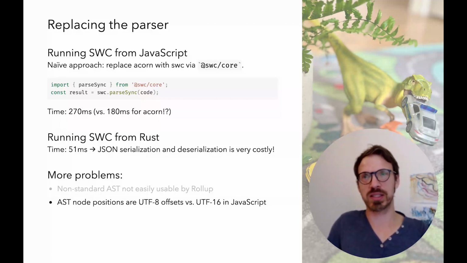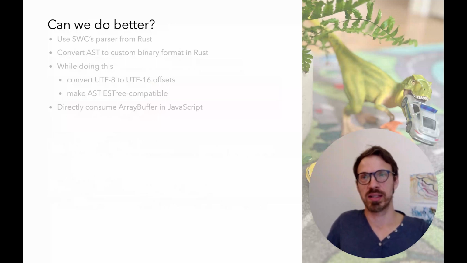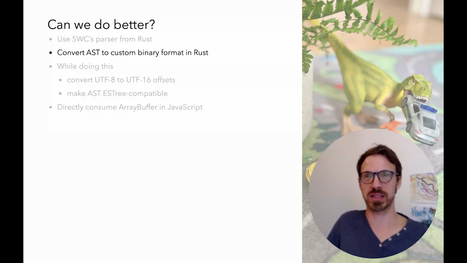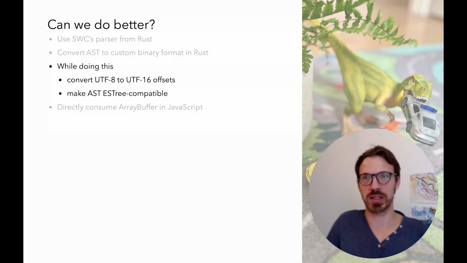So we tried something bold. We still use the parser from Rust, but in Rust, we are now converting the syntax tree to a custom binary format. Each node is encoded in a binary buffer, in a huge buffer. While we're doing this, we're also fixing the positions, and we're also making it easy to convert the binary one-to-one back to a fully ESTree compatible syntax tree.